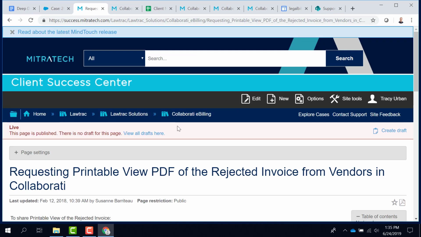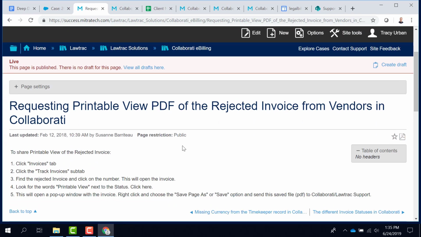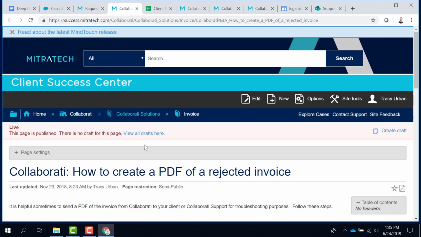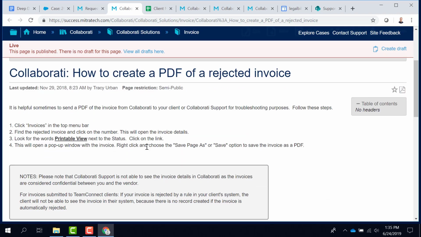We actually have two articles on this. One is in the Law Track folder, and this is how to share a printable view of the rejected invoice with the instructions, and also some other tips from the Collaborati Solutions folder. So this just gives some information on how to send a PDF of the invoice from Collaborati to your client.